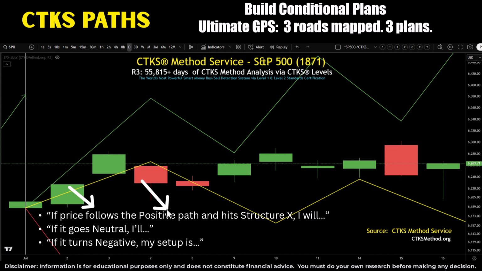If price follows the positive price path and hits structure at X, I will do what exactly? If it goes neutral, what would you do? If it turns negative, what would be your setups? What would be your actions? Always remember, price is an animal.